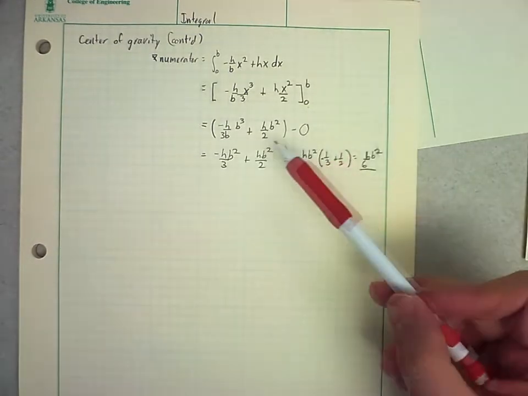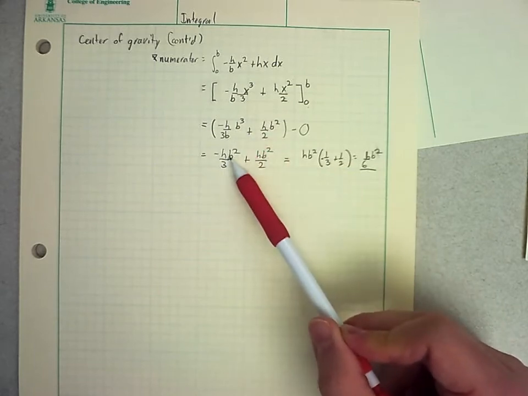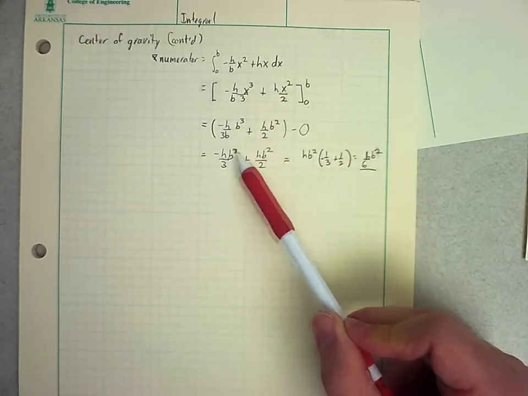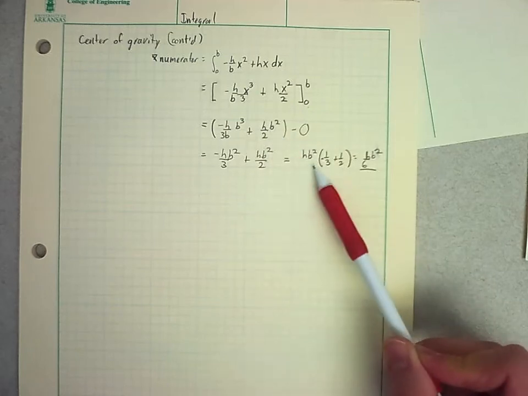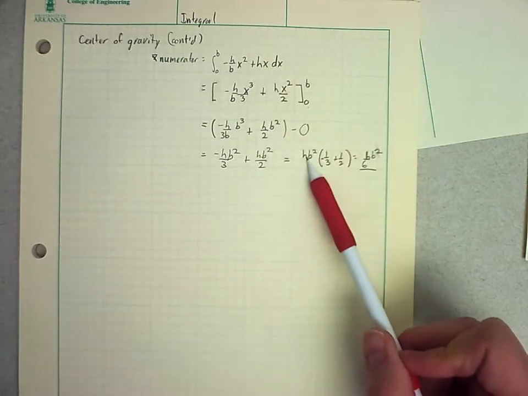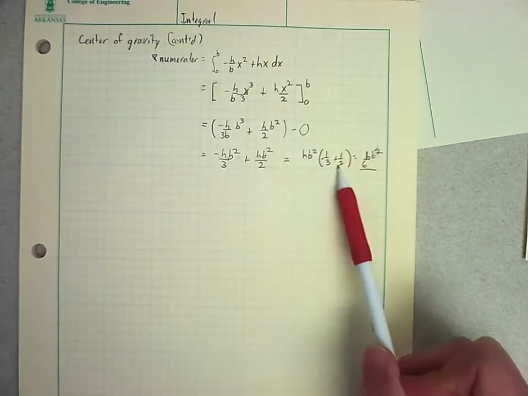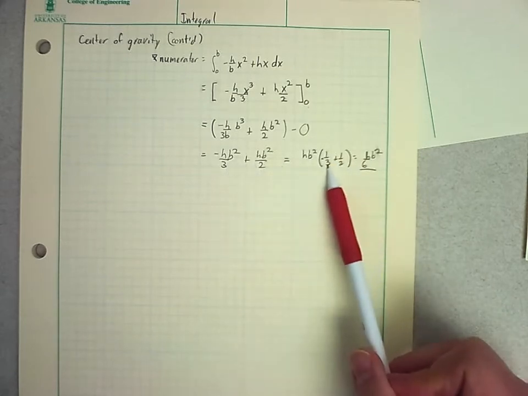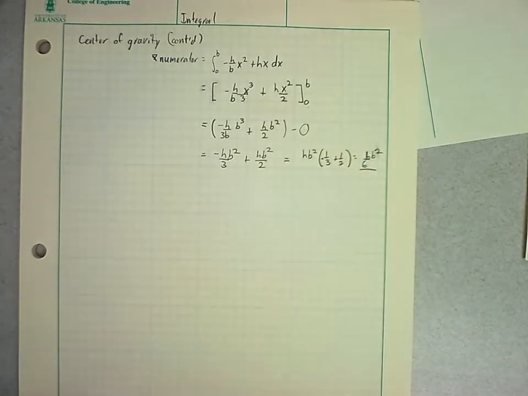So when we simplify that, in this first term, we cancel out a b, so we get negative hb squared over 3. The second term is just hb squared over 2. So if we separate that out for a second, we get hb squared, negative a third on this first one, plus a half from the second one. And when we do that addition, we get 1/6. So it ends up that our numerator is hb squared over 6.